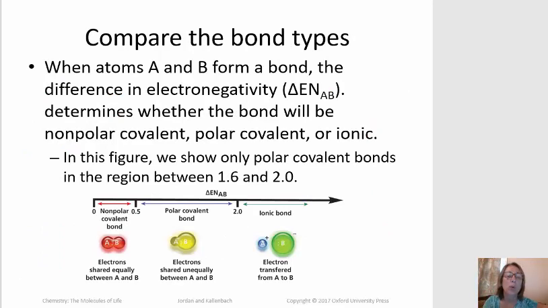So on this slide, we see there is actually a spectrum between equally shared electrons in the nonpolar bond, unequally shared electrons in the polar covalent bond, and then complete transfer of electrons from the metal to the nonmetal in an ionic bond.